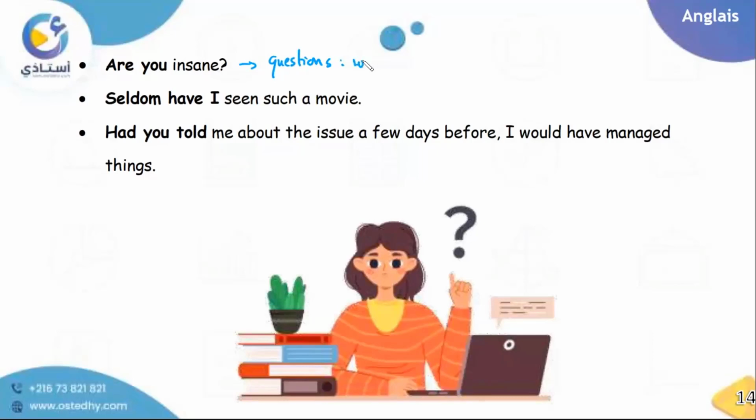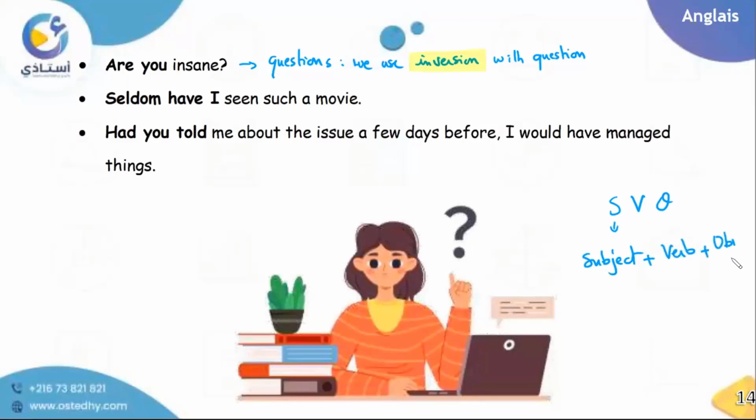So we use inversion with questions. What do we mean by inversion, guys? It means that we have an agreement in grammar, we have a certain order, which is called SVO. This is subject plus a verb plus an object. This is agreed on. We can't change it.